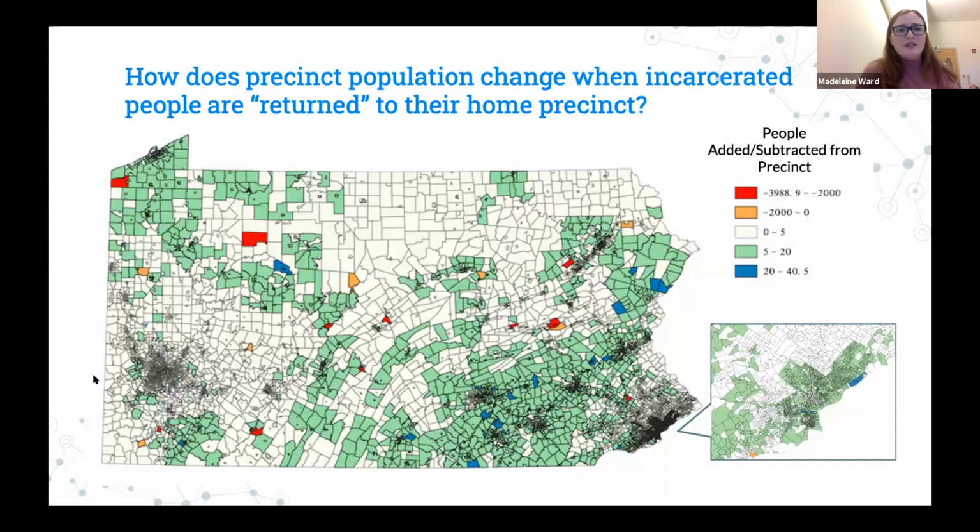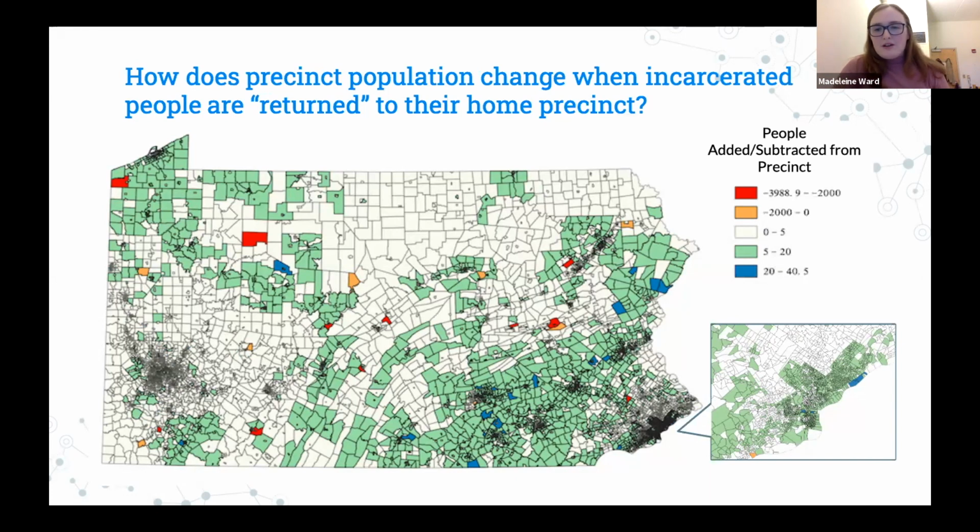So this graph shows how the precinct populations change of those 9,200 precincts when those people are quote unquote returned. Obviously they are not physically returned, but that's the metaphor I'm going with. So you might suspect that those orange and red precincts are areas where the prisons are, and you'd be correct.